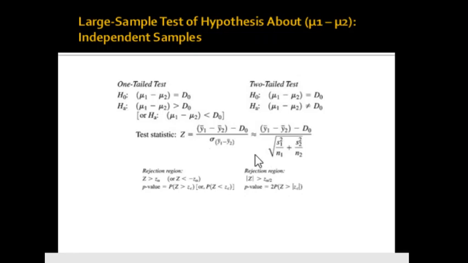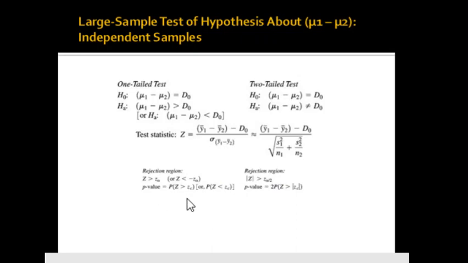The test statistic in this case will be y1 bar minus y2 bar, which is the difference in the two sample means, minus d0, which is the value in the hypothesis. The denominator is sigma of y1 bar minus y2 bar, which comes from the sampling distribution of y1 bar minus y2 bar, and it can be written as the square root of s1 squared divided by n1 plus s2 squared divided by n2. We can use the rejection region just like we've used for the other tests, but we will use the p-value method here.